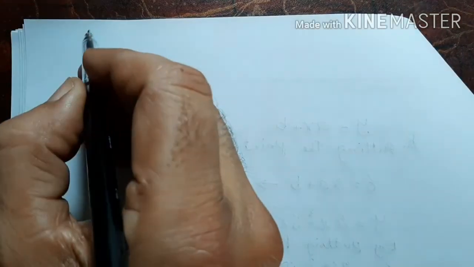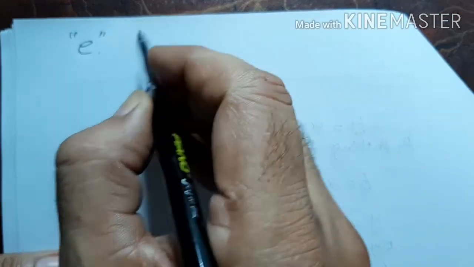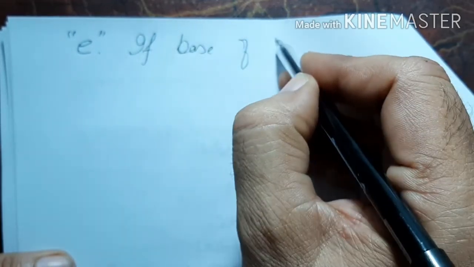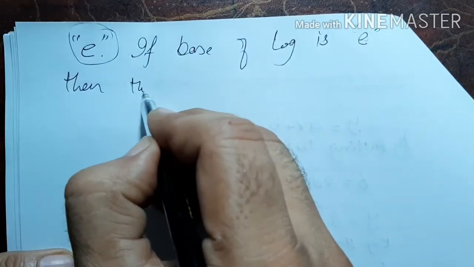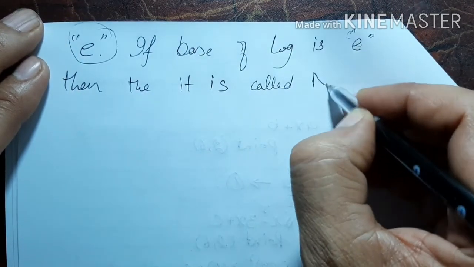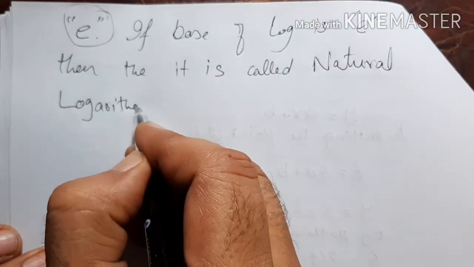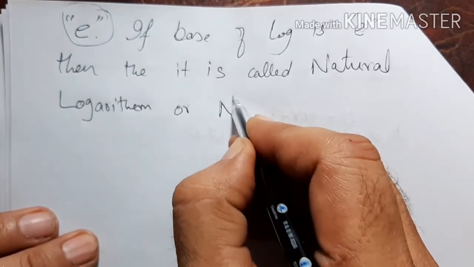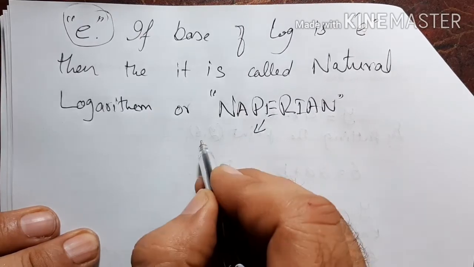There is another very important base, which is called e. This can also be the base of the log. If the base of the log is e, then the logarithm is called natural logarithm, or Napierian logarithm, in the name of John Napier.